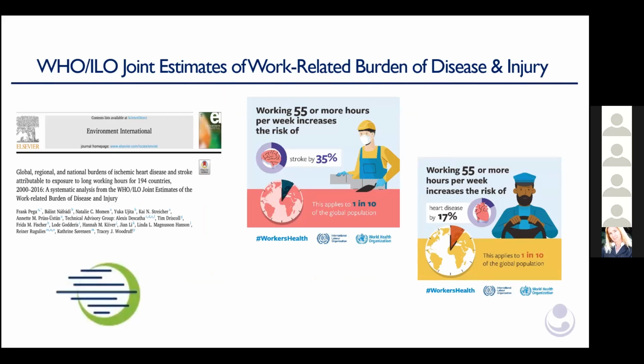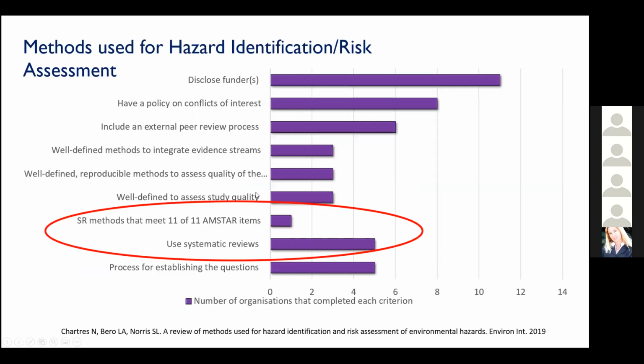And it was found that there was a 17% increase in the risk of heart disease and a 34% increase in risk of stroke for anyone that was working more than 55 hours per week. And they also found that around 9% of the global population works more than 55 hours per week. And it's now been established that this is the #1 burden of work-related disease globally. And importantly, it was due to the fact that the Navigation Guide systematic review method was used to synthesize that evidence. And there's more, like I said, reviews coming out in the future.